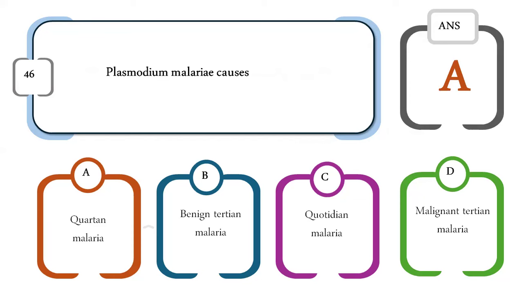And in case of Plasmodium vivax and Plasmodium falciparum, generally the schizonts mature within 48 hours. So that's why fever occurs after 48 hours. But in case of Plasmodium malariae, the fever occurs after 3 to 4 days.